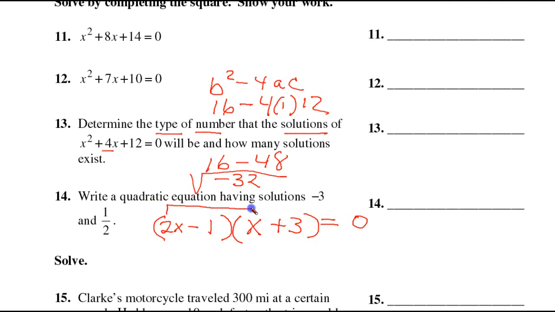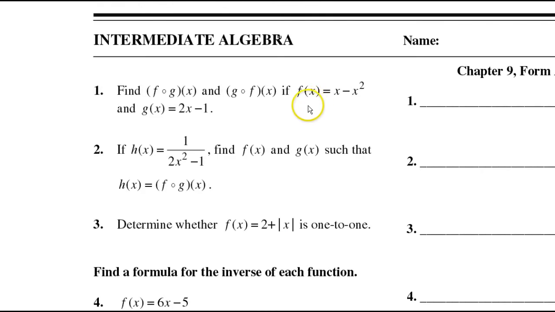Now we FOIL this. This is going to be 2x squared. My outers are a 6x. A -1x gives me a +5x. Minus 3 equals 0. And that was writing the quadratic equation, reversing the process. Once we know the answers, we just work backwards. Okay. That was a review of Chapter 8. Let's go on to 9.